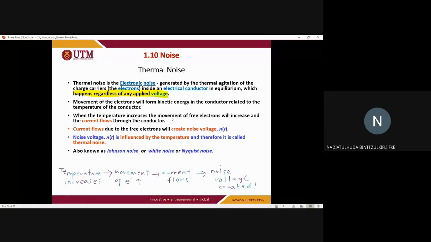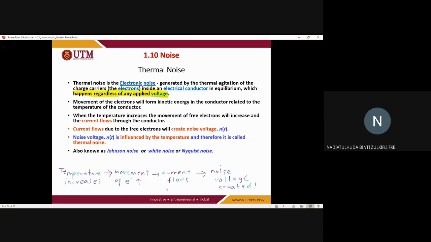And this kinetic energy, the increased movements of our electrons, leads to current. So this noise current eventually leads to noise voltage. Because it's influenced by temperature, it's called thermal noise. There are also other names for thermal noise, like Johnson or Nyquist noise, after the scientists who discovered them.